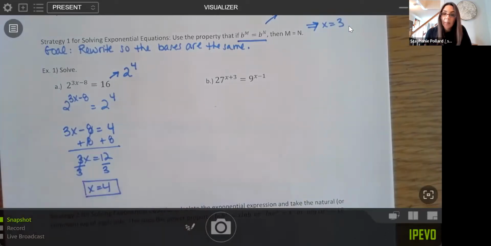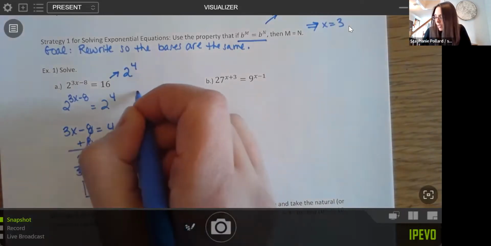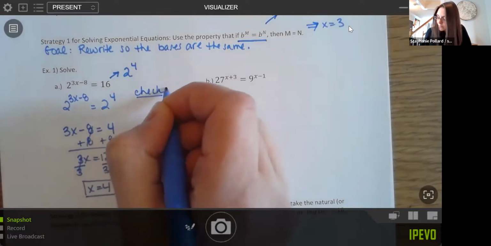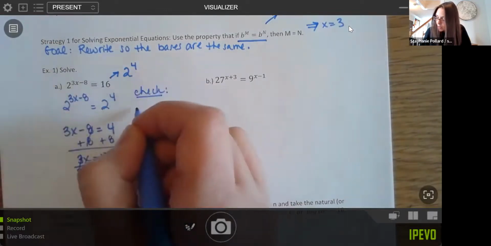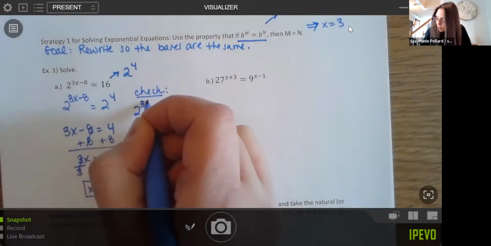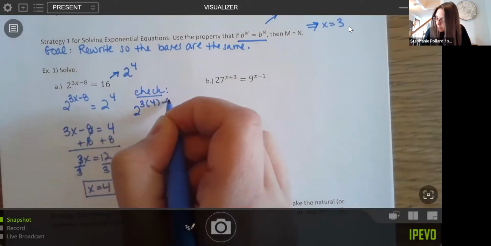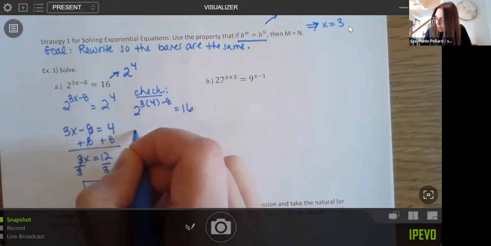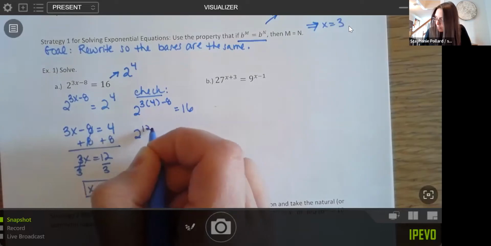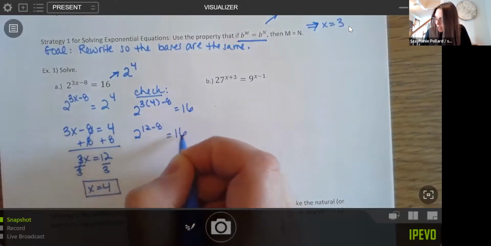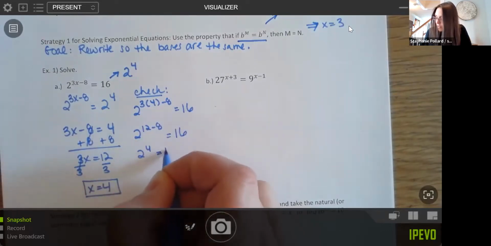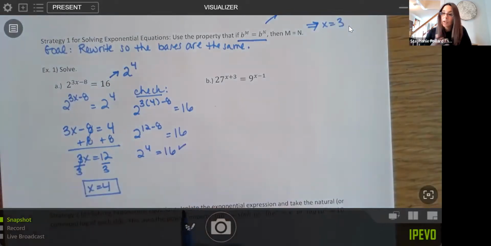You can still check by plugging your answer back into the original equation. I'm just going to do one check here to show you that it still works. I go back to my original equation and replace my x with 4. 3 times 4 is 12, 12 minus 8 is 4, and 2 to the 4th is 16. So you can still check your answers using the regular techniques we always have when we solve equations.